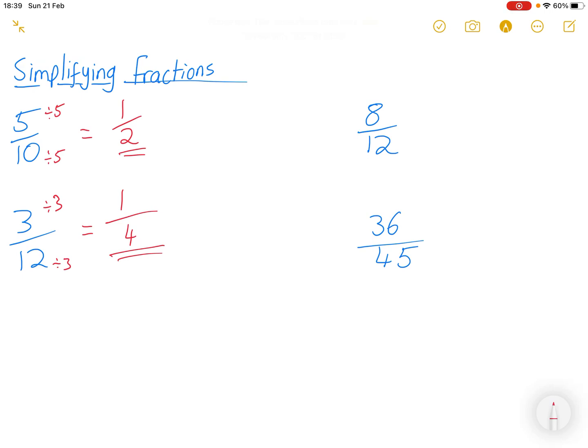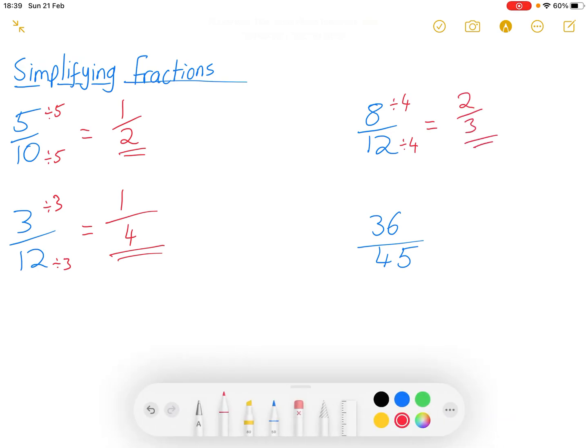Then I'm moving across to 8 over 12. 8 and 12 are both in the 2 times table, so I could divide them both by 2, but I think there's a bigger times table that they're both in that's going to save me a bit of time if I go for that one. So I think they're both in the 4 times table, so let's divide the top and the bottom by 4, which will give me 2 over 3, which can't be simplified any further.